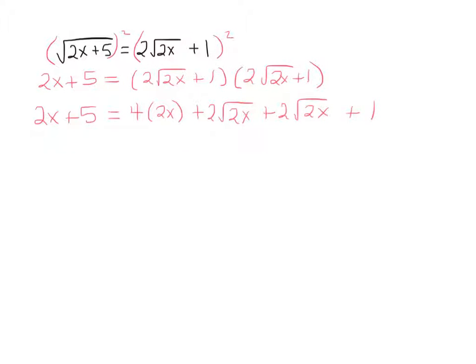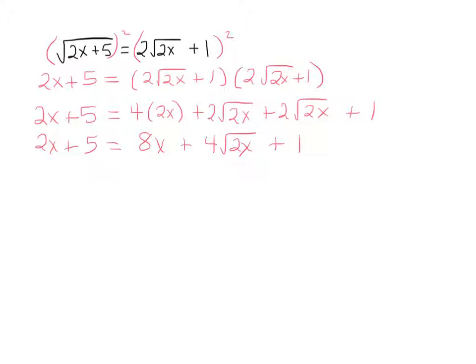So now if you remember what the third step was, it was to repeat steps 1 and 2. So I need to isolate a radical, and then I'm going to need to square again because I still have radicals here. But I'm going to completely simplify that and get the radical by itself. I'll leave this as is for now, 2x plus 5. That's 8x plus 4 root 2x plus 1. So I just multiplied the 4 times 2x to get 8x, and I combined those like terms, 2 root 2x plus 2 root 2x to give 4 root 2x.